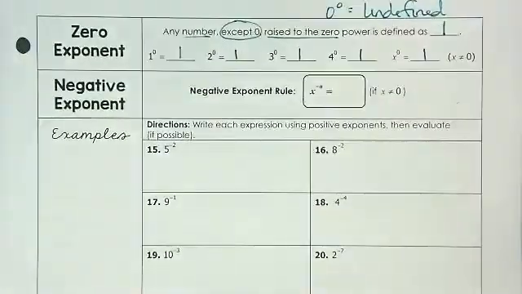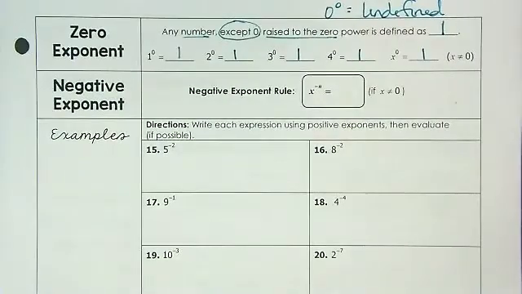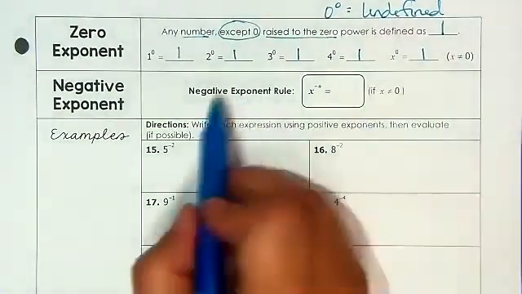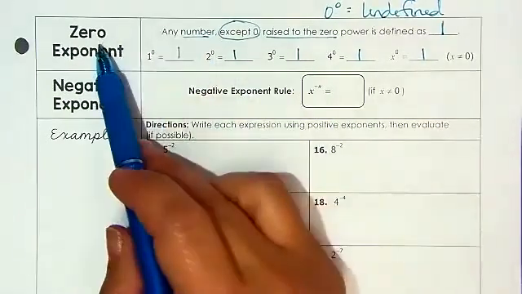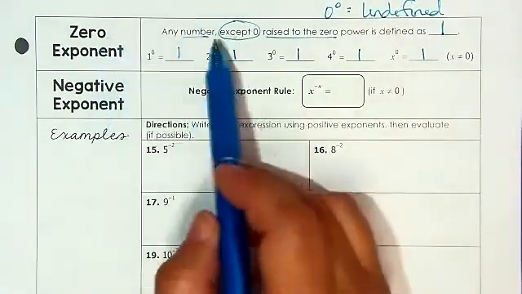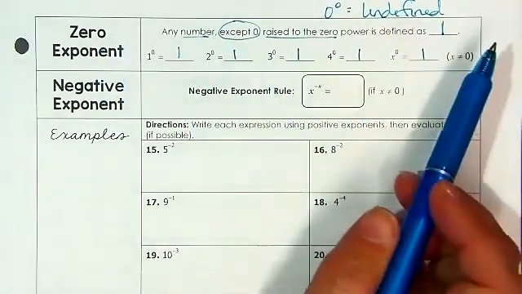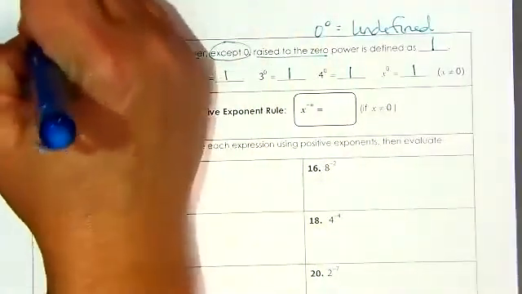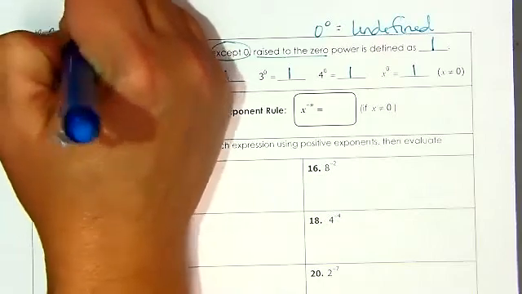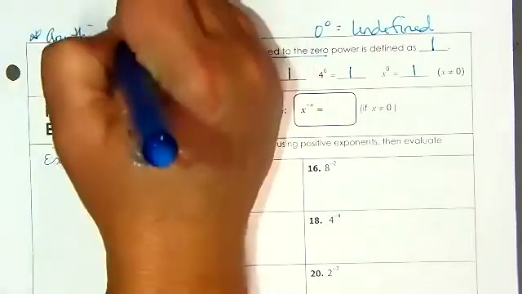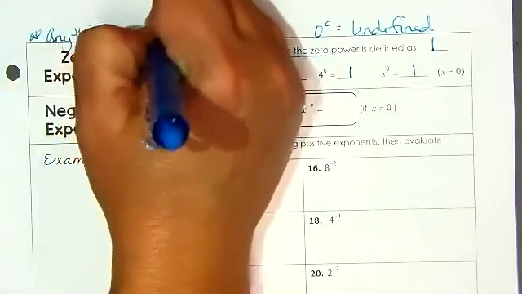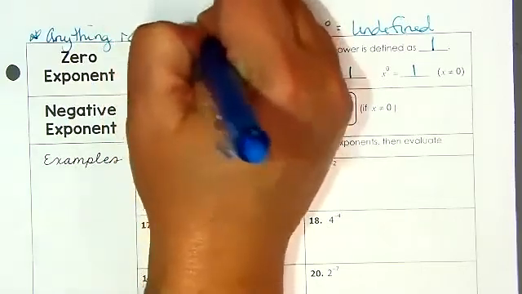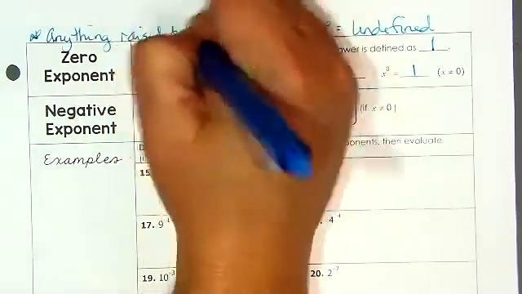All right, so now we're going to work a couple of these problems. We're writing each expression. Oh, negative. Forgot about that. So the 0 exponent rule is pretty much, anything raised to the 0 power equals 1. So a little note here. Anything raised to 0 equals 1.